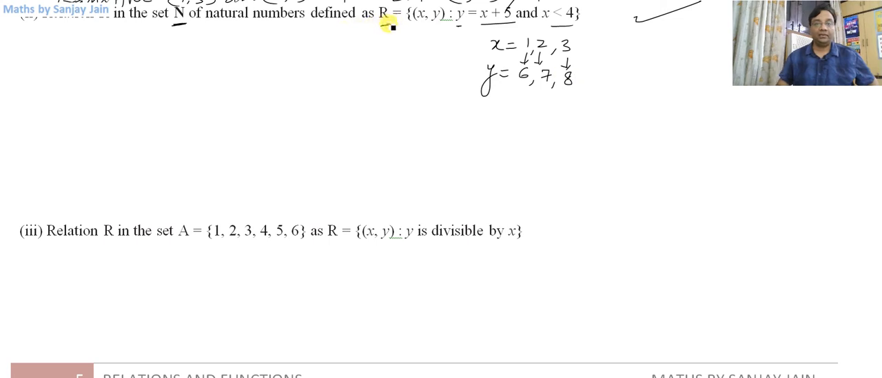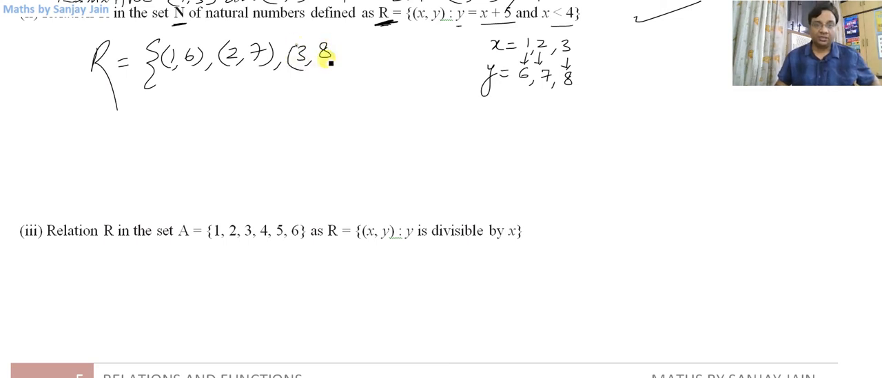So what are the elements or ordered pairs in this relation R? These are (1, 6), (2, 7), (3, 8). So wherever we can write this relation R, we should write it, because it has got only 3 ordered pairs, so I can write it in roster form. Now the things are very clear to me because I have got these elements in front of me.